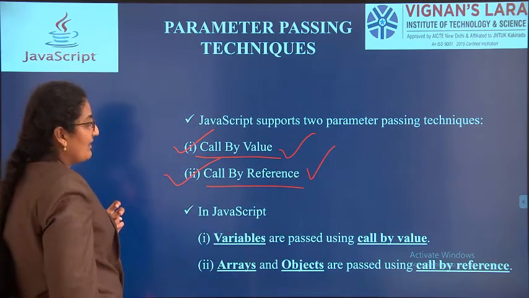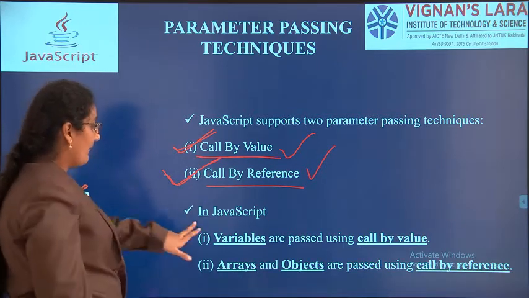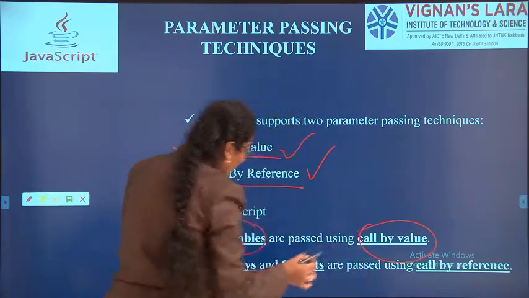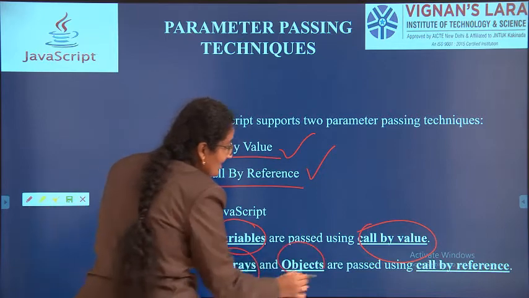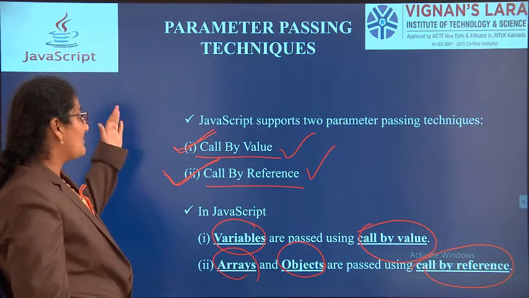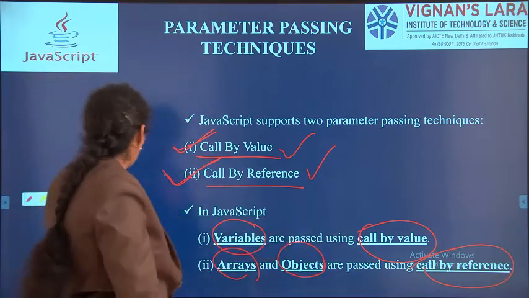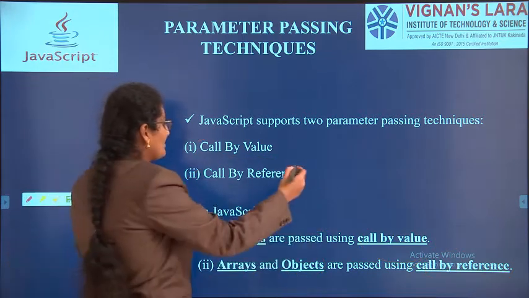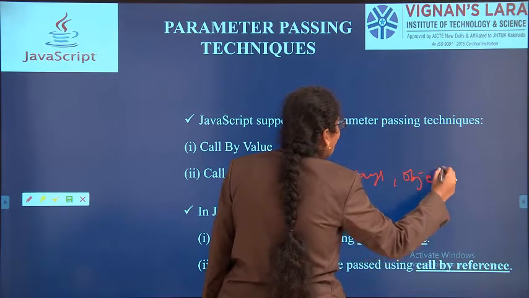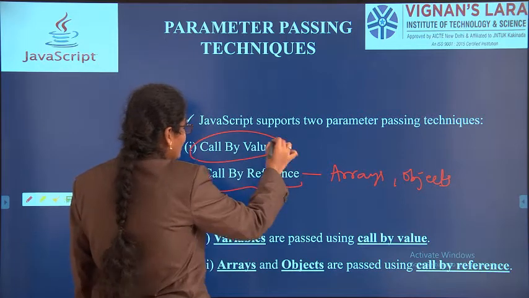While we are talking in the general class, I want you people to give examples for call by value and call by reference. But see here, if you want to pass variables, we use call by value. If you want to pass arrays and objects, we use call by reference. So we already know these parameter passing techniques. Arrays and objects can be passed using call by reference. Call by value is for variables.